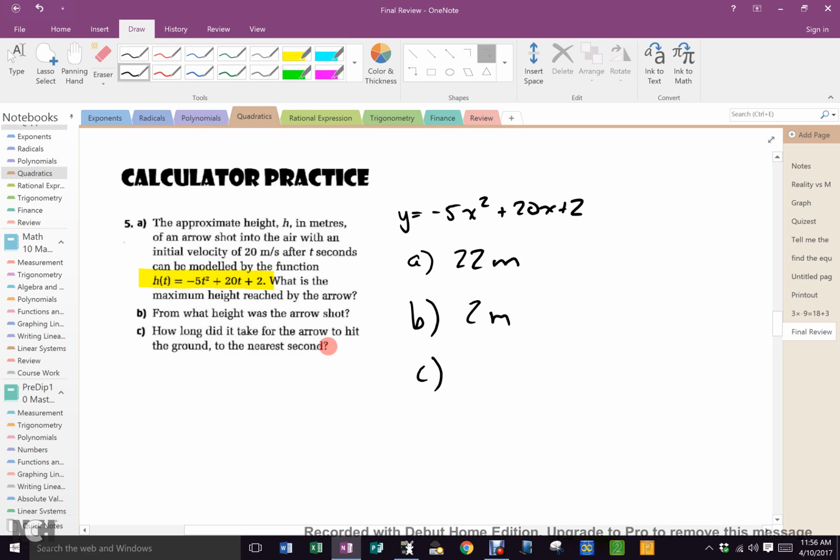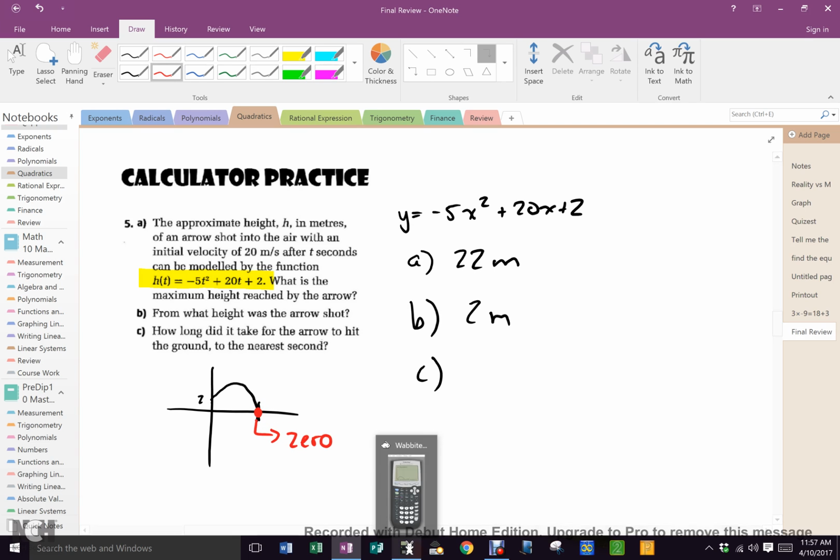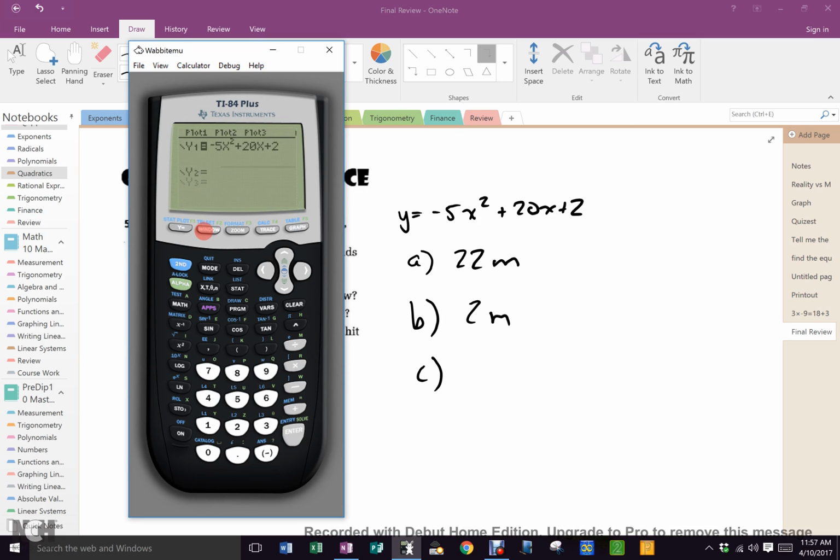And how long did it take for the arrow to hit the ground? So that is when height is 0, so when y equals 0. So there's my graph. This is 2 because it goes from there. So it's right here where y equals that, right? So that is a root or a 0 of the parabola. So I go here, not y, second calc, 0, 2, and I get my left boundary.